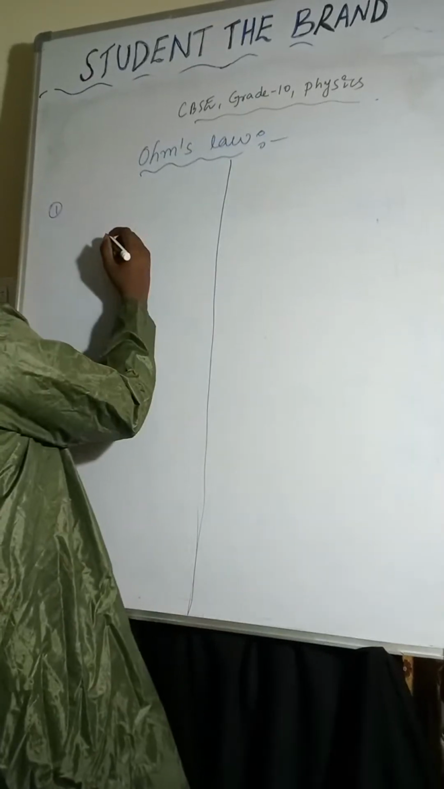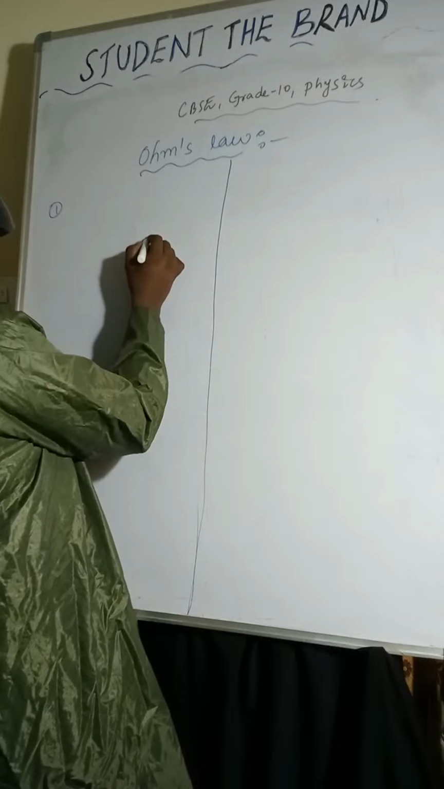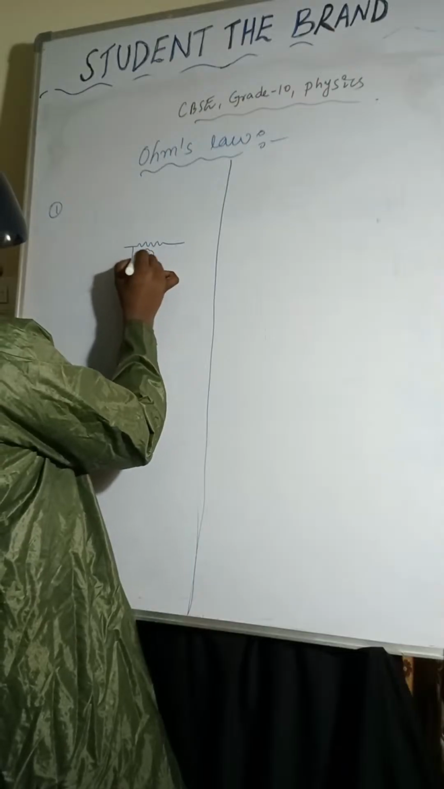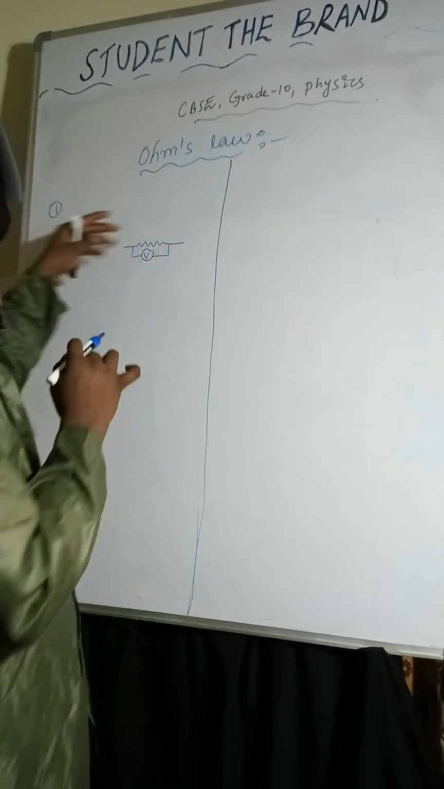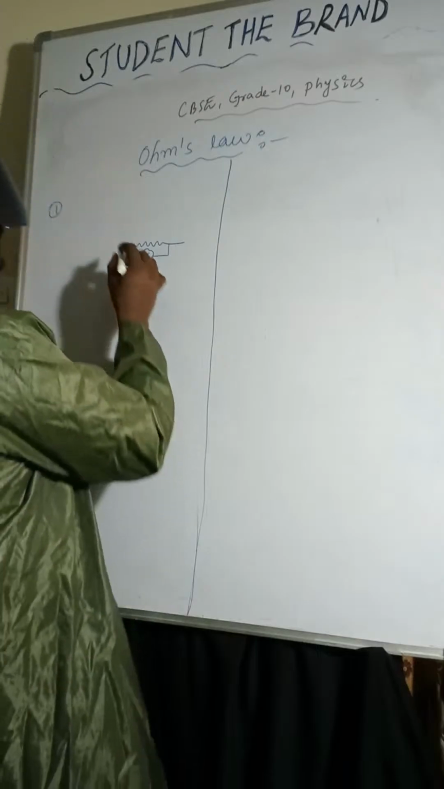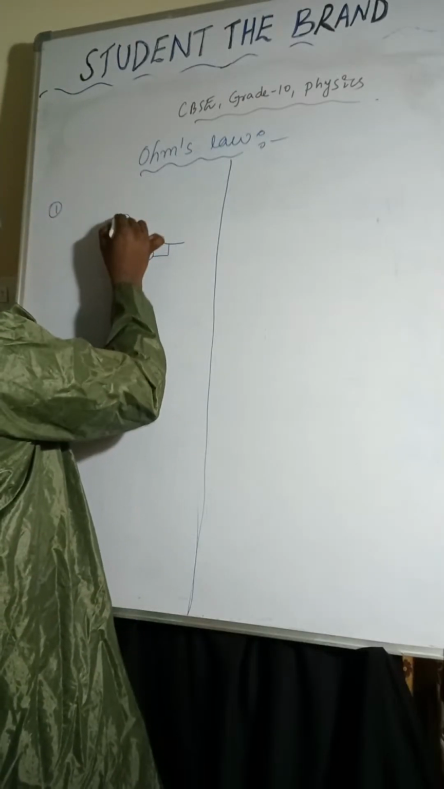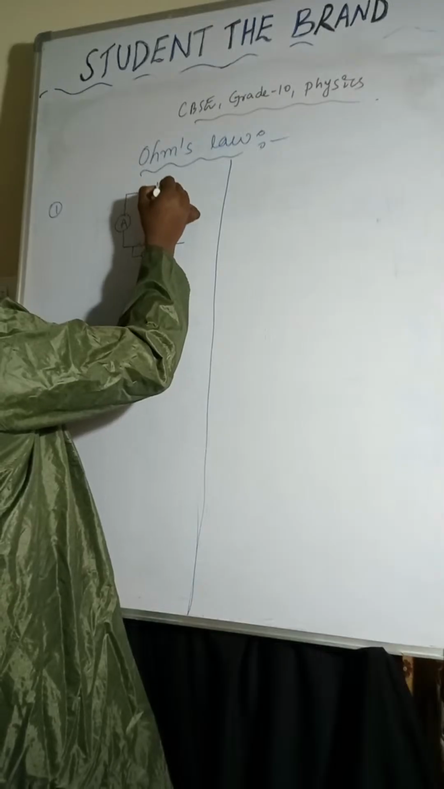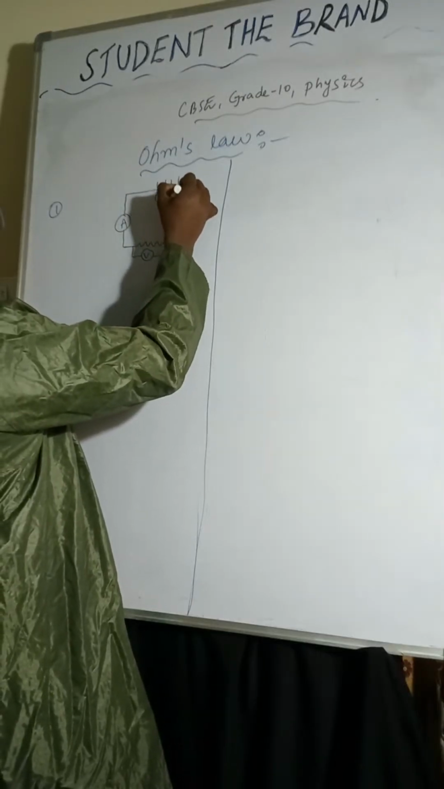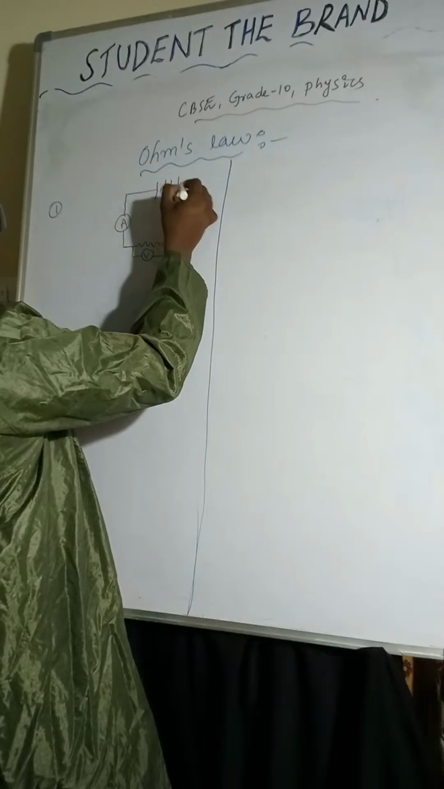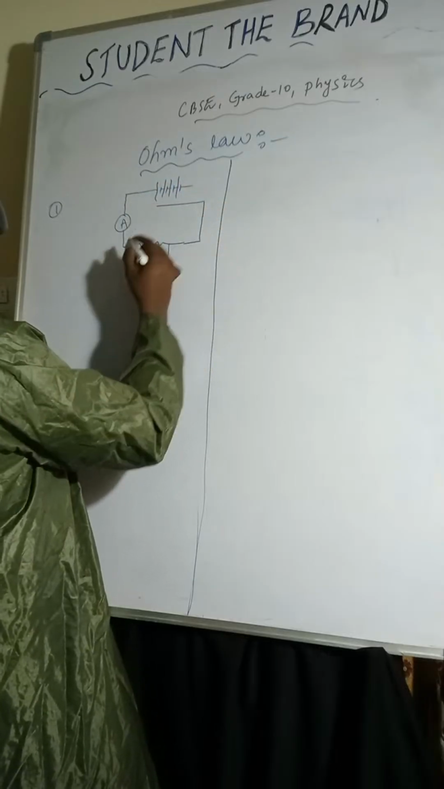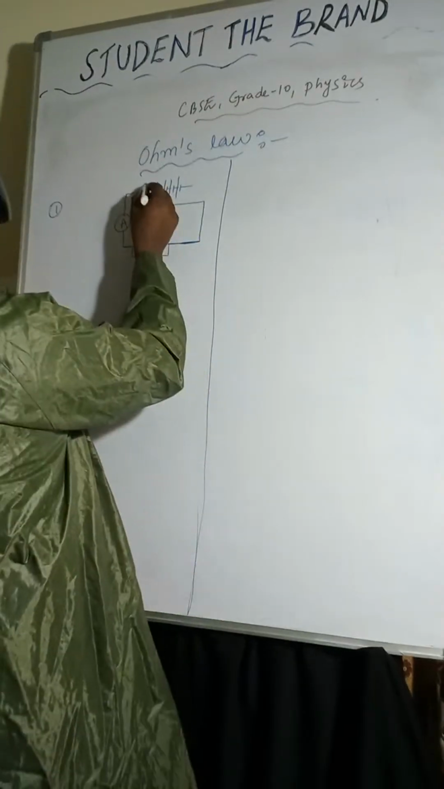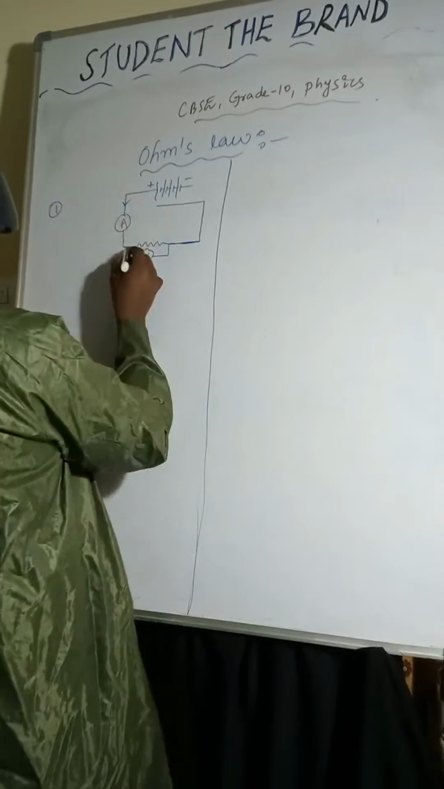So here this is the resistor. I am taking this as the voltmeter. Resistor, voltmeter. Now the ammeter. So the cell, positive terminal, negative terminal, current is flowing.